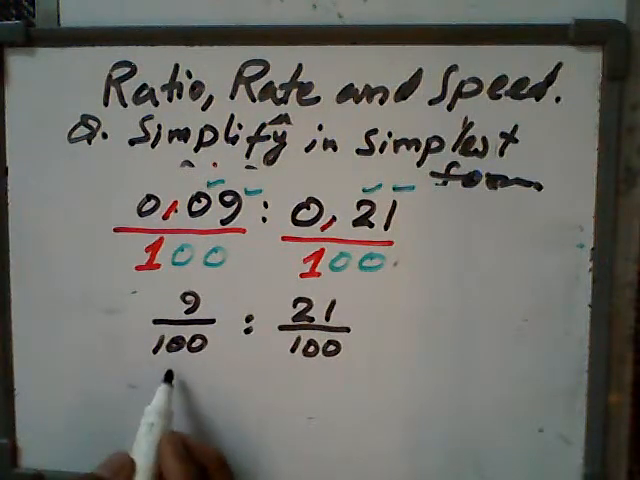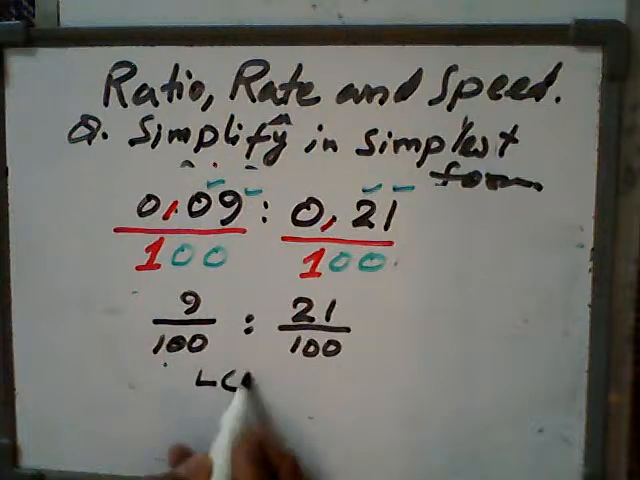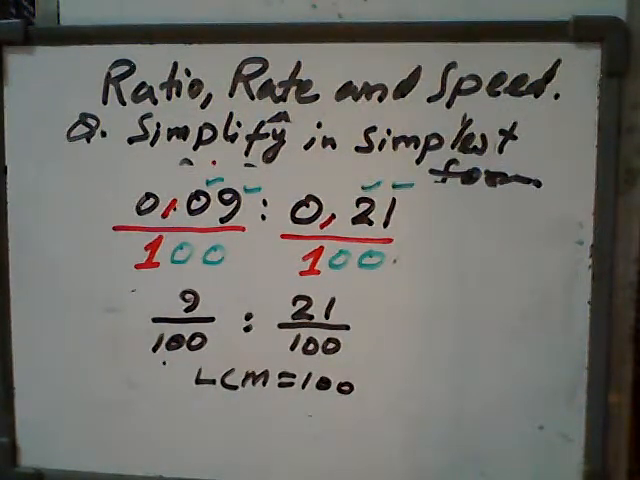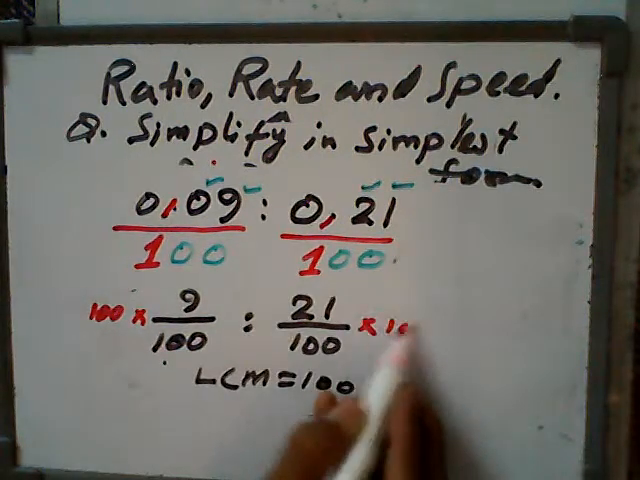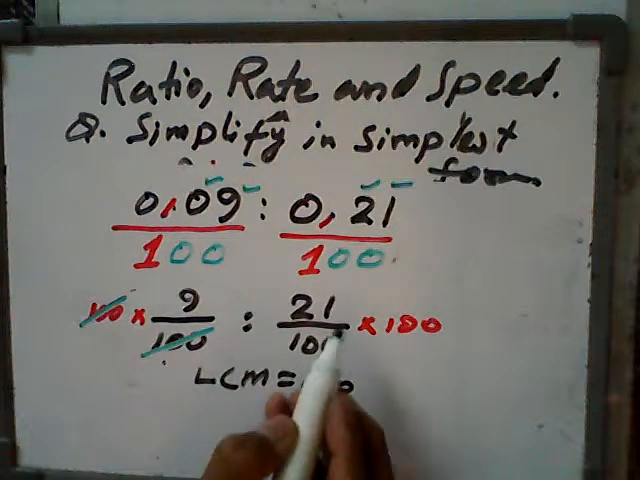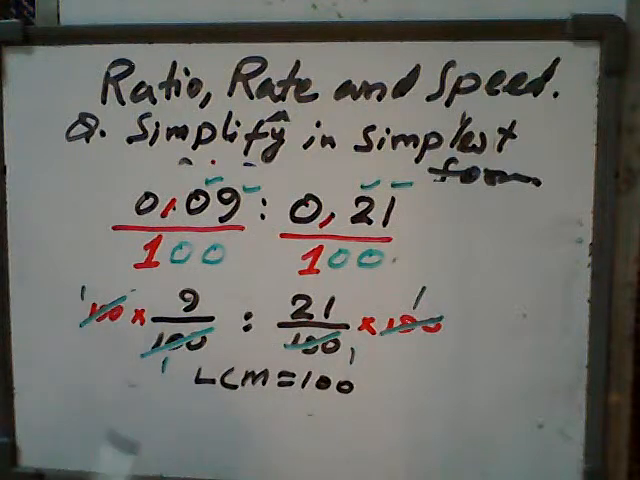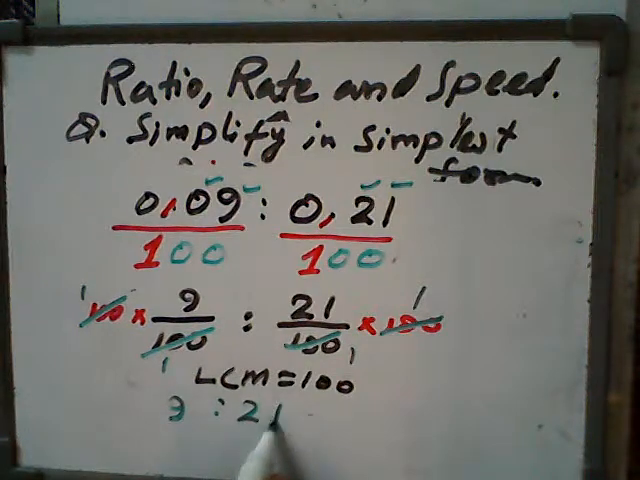So simply both have this denominator 100, so the LCM will be 100. So that's why we'll be multiplying each by 100 and 100. So it will cancel and gives us 1, 1. So now 1 9s are 9 and 1 21s are 21.